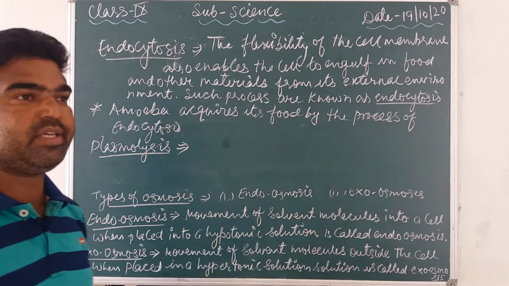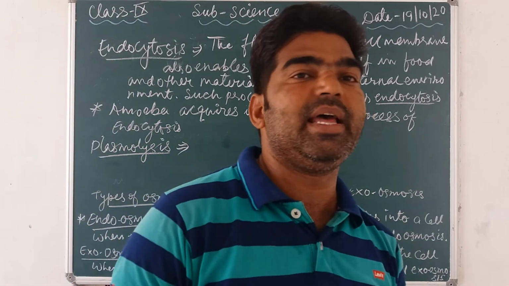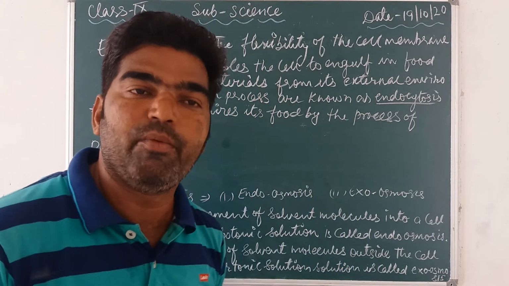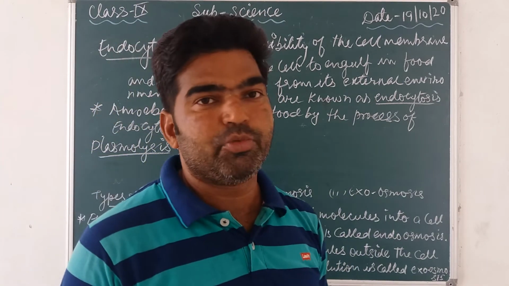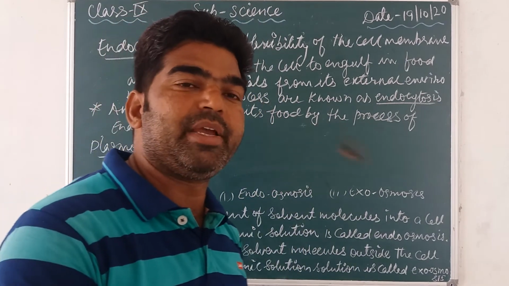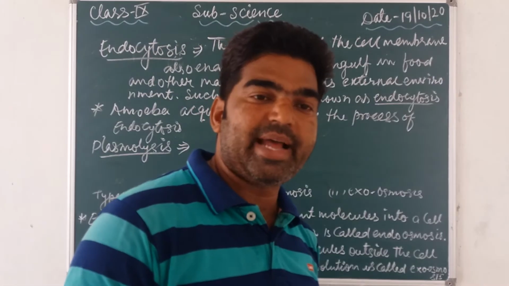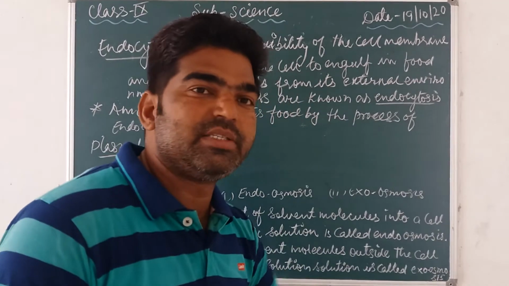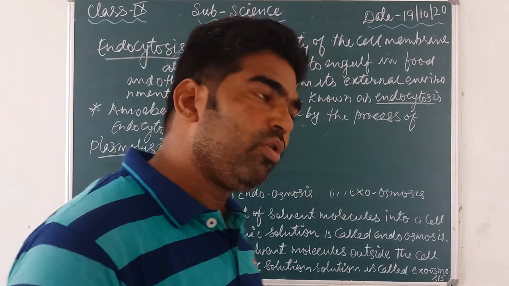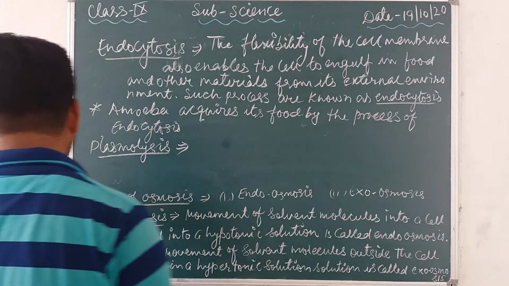Another process, plasmolysis. When a living plant cell loses its water by osmosis, the size of the cell shrinks or contracts. That process is known as what? Plasmolysis. So note down.